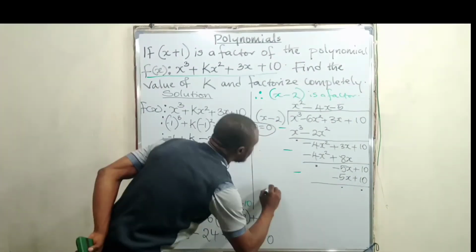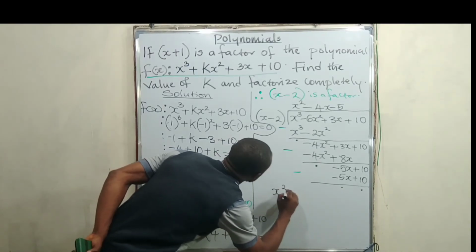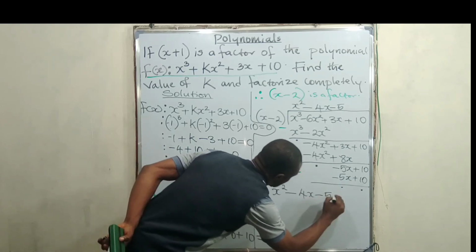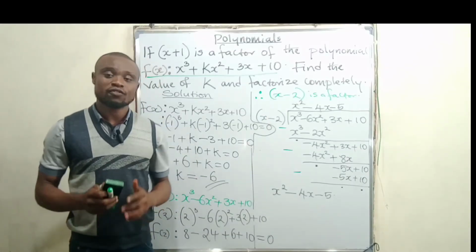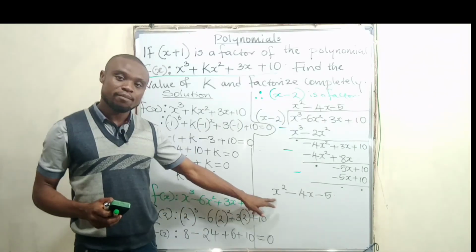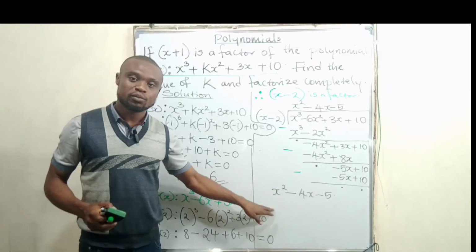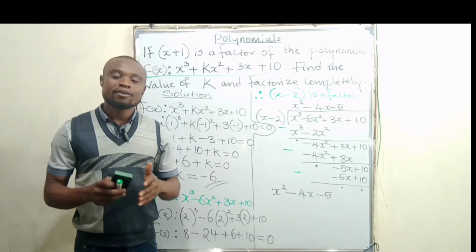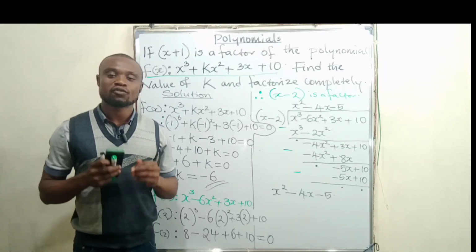Okay, so we now have that our quotient is x squared minus 4x minus 5. So if we multiply the first term, which is x squared, by the last term, which is minus 5, what we are going to get is minus 5x squared, right? So what are the factors of minus 5x squared?